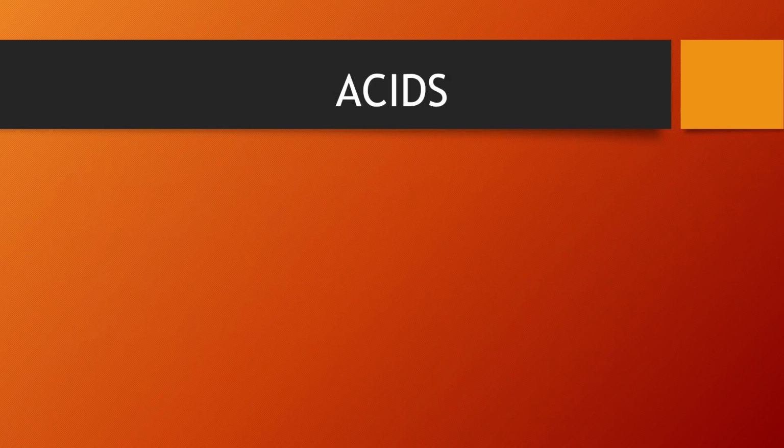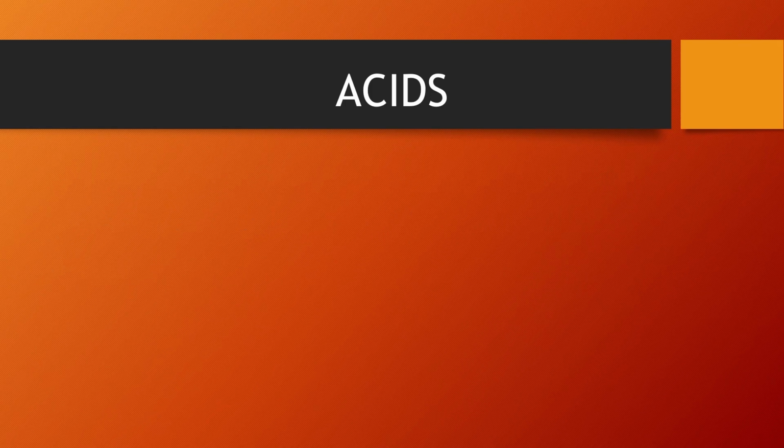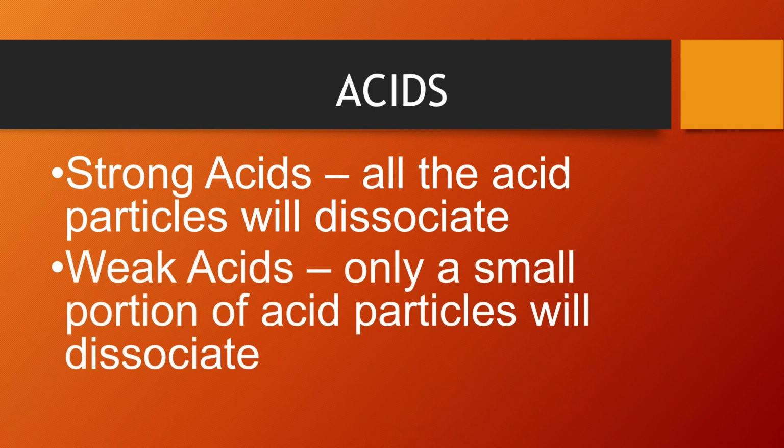Next, on to acids. An acid is a substance that forms aqueous solutions with a pH of less than 7. Continuing on with acids, starting with strong acids. In strong acids, all the acid particles will dissociate versus weak acids, where only a small portion of acid particles will dissociate, also known as not fully ionizing, and this reaction is reversible.